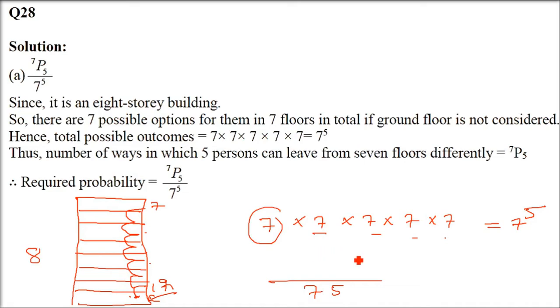How about the favorable cases? See, we are not picking. So we will not use combination. We will use permutation here. This is the arrangement. So we have 7 floors, 5 people. There are 5 floors to be selected, because only 5 people can come out only on 5 floors, not on all 7. So 7P5. This is the favorable number of cases. 7P5 by 7 to the power 5. This is going to be your answer.